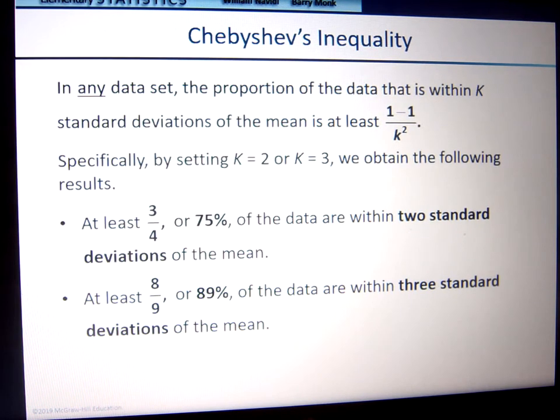So in any data set, the proportion of the data that's within k standard deviations is at least, or this should actually be, k minus 1 over k squared. Okay? Specifically, by setting k equal to 2 or 3, we can obtain the following set of results.